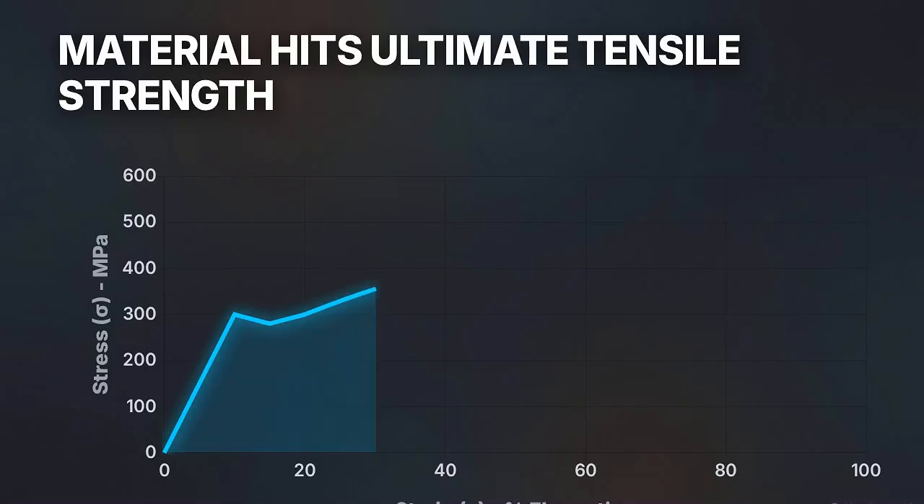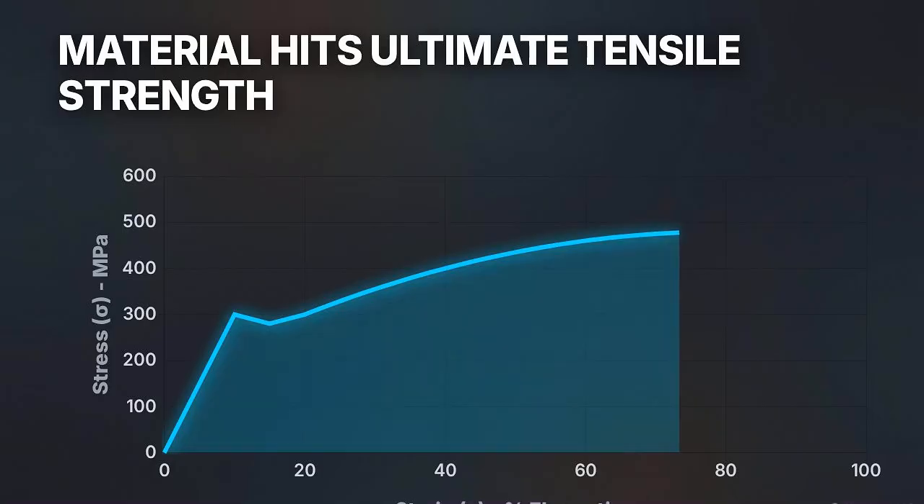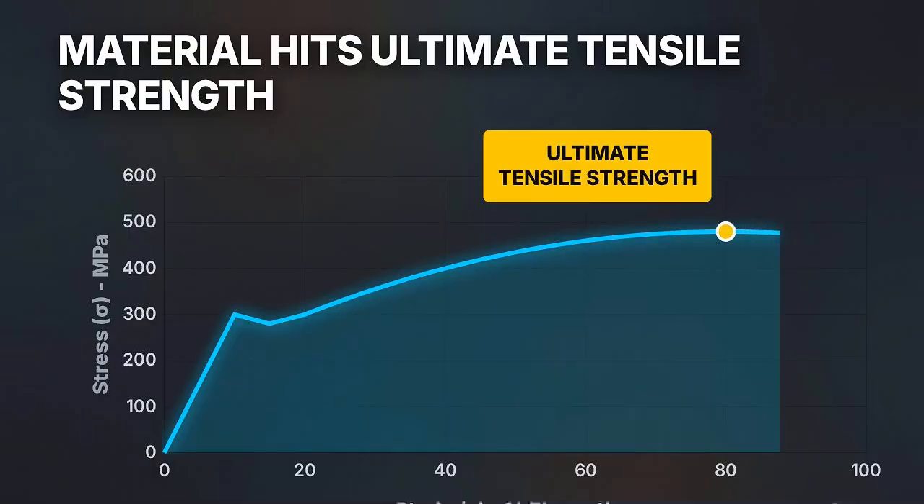This 3D chart tracks the material's fight to survive. In this plastic deformation region, the material begins strain hardening. It takes increasing amounts of force to keep stretching it, right up until it reaches the absolute crest of the curve, its ultimate tensile strength.